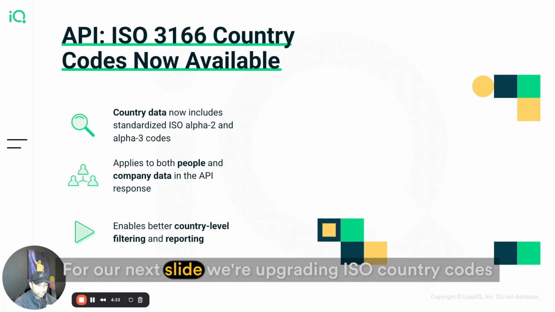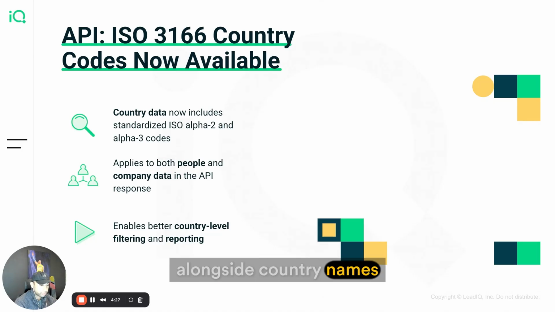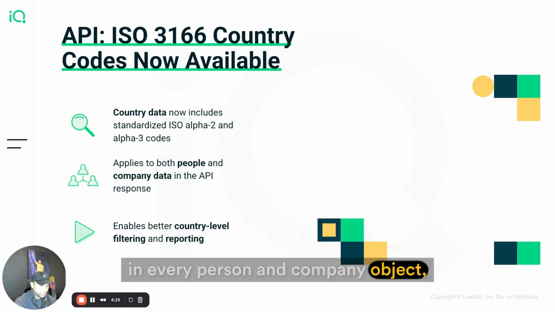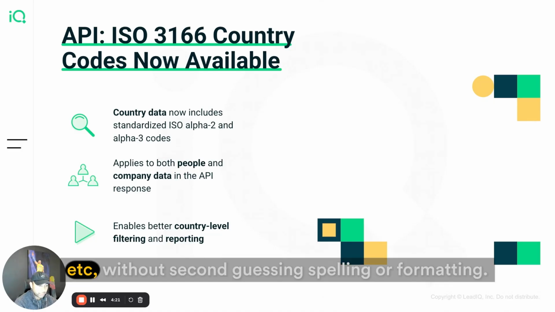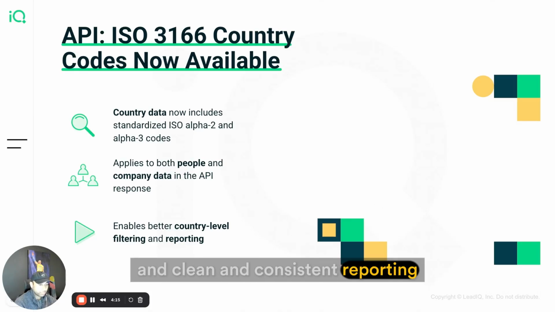For our next slide, we're upgrading ISO country codes. We've added ISO 2 and ISO 3 codes alongside country names in every person and company object. Now you can slice and dice by US, GBR, DEU, etc. without second guessing spelling or formatting. Perfect for global campaigns and clean and consistent reporting.